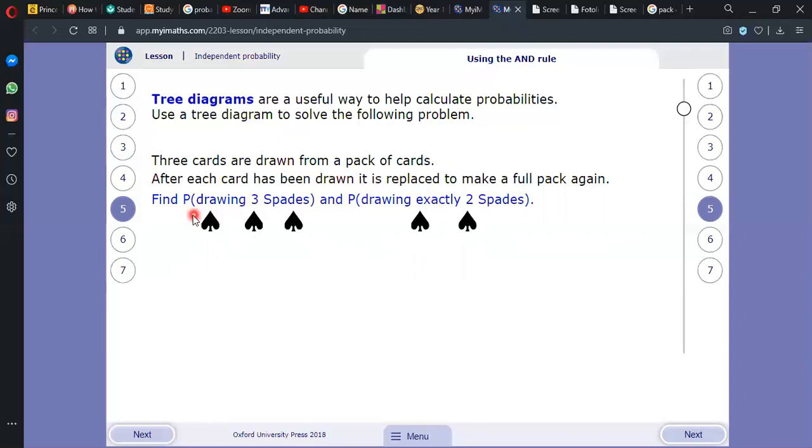And the probability we want to find is probability of drawing 3 spades. You can see the 3 spades here. And the probability of exactly 2 spades. Now, guys, be careful with this. When we say exactly 2 spades, it means that out of the 3 cards that you have drawn, 2 out of it should be spades. That's what we're talking about. Please take note of that.